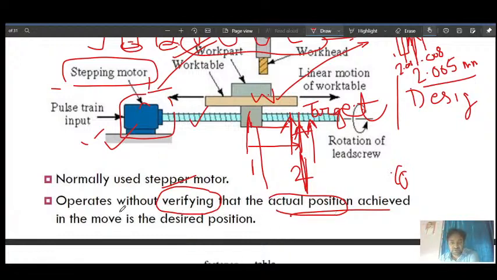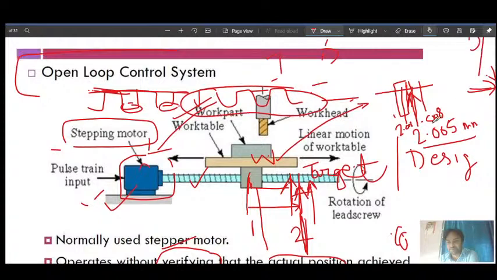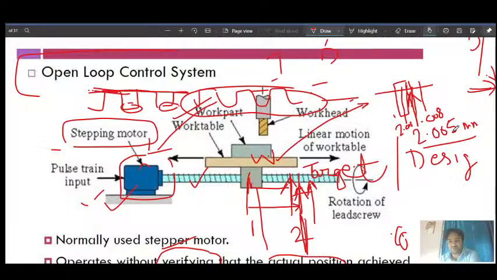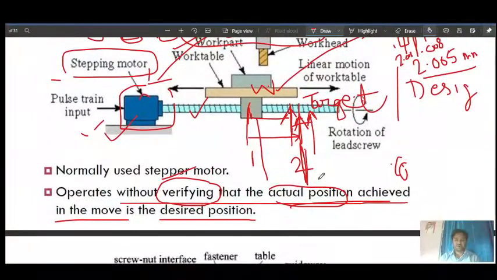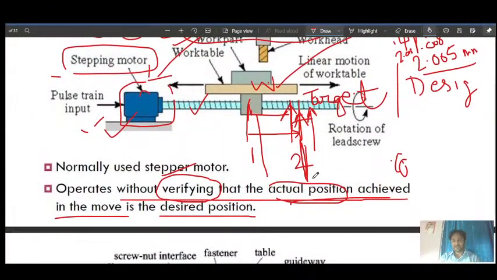Generally it operates without verifying that the actual position achieved in the move is the desired position. Actual position achieved, like I explained here, was somewhere below 2.005, so 2.003, or beyond 2.005 mm, so it was 2.008. So the actual position is different, but we don't verify it here, we take it for granted that we have achieved the position, but that is not the case.